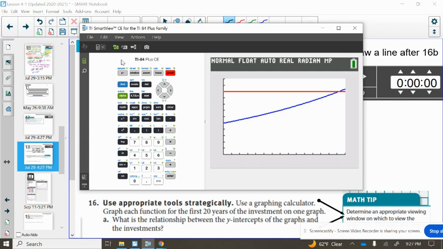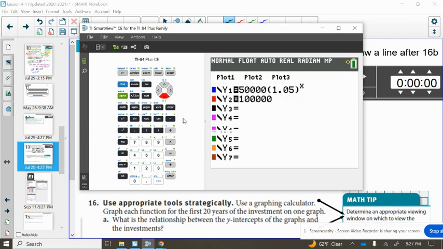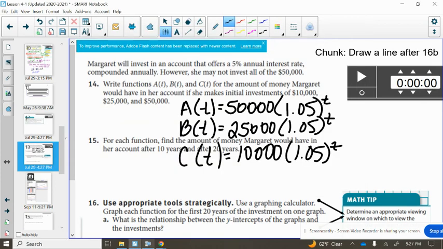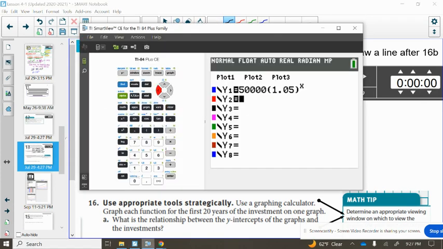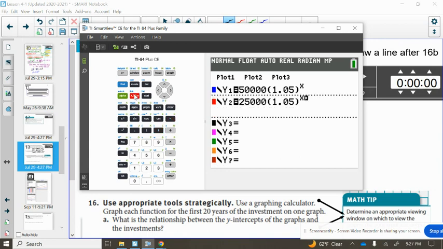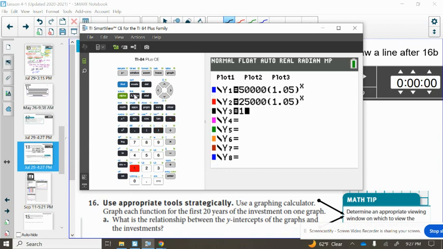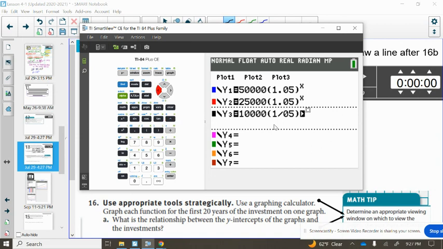Well, whether we have our $50,000 account, our $25,000 account, again the same multiplying factor, 1.05 to the x this time, or if we even look at the $10,000 account, 1.05 to the t, in this case x.